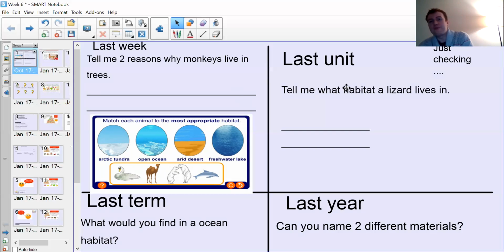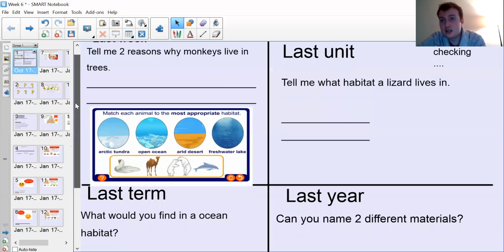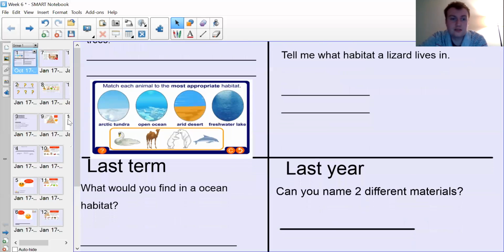All right, now, last time we talked about habitats. Last term, before October half term, way back ago. Can you tell me what habitat a lizard lives in? Where would you find a lizard? Did you get it? Hopefully you said that a lizard lives in the desert.